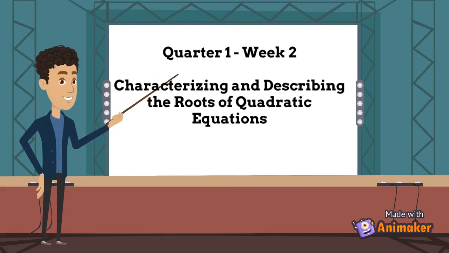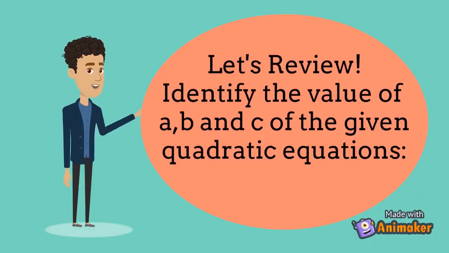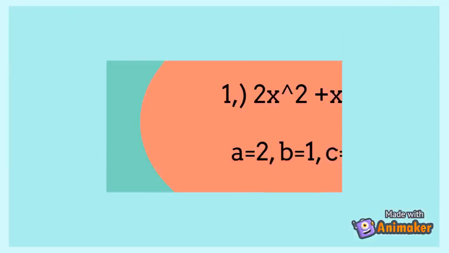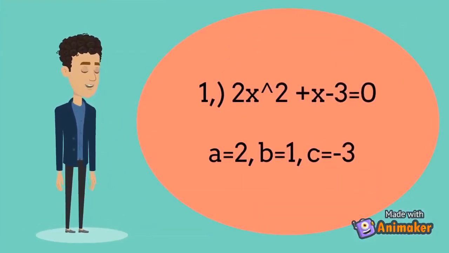Our objective is characterizing and describing the roots of quadratic equations. Let's review. Identify the value of a, b and c of the given quadratic equations. Example number 1, 2x squared plus x minus 3 equals 0. The value of a equals 2, b equals 1, c equals -3.